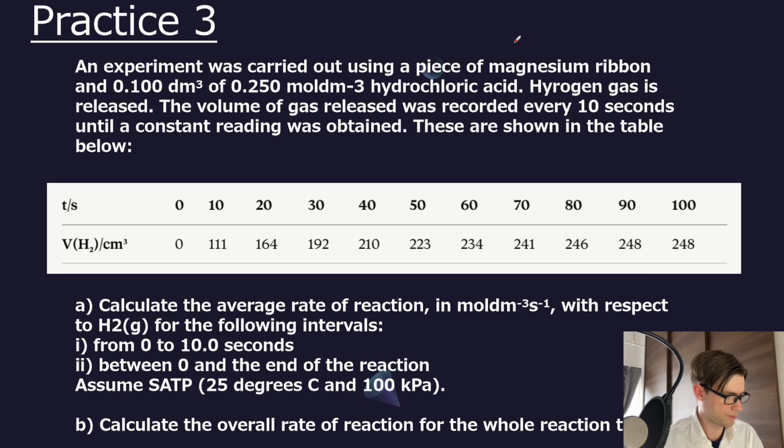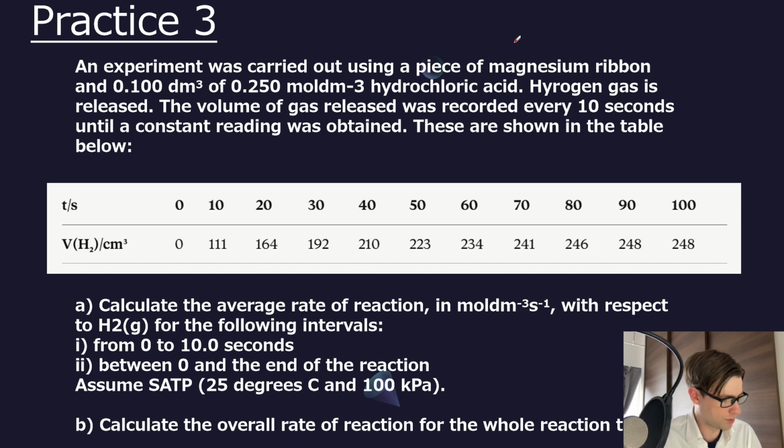Okay, good. Practice 3. An experiment was carried out using a piece of magnesium ribbon and 0.1 decimeters cubed of 0.25 mole per decimeter cubed hydrochloric acid. Hydrogen gas is released. The volume of gas released was recorded every 10 seconds until a constant reading was obtained. These are shown in the table below. So very similar, time on the top here, every 10 seconds, a measurement of volume was taken, and this is the volume of H2 produced.